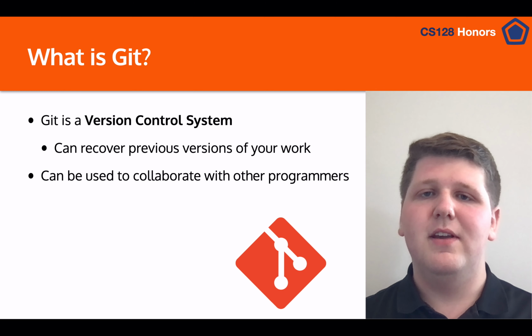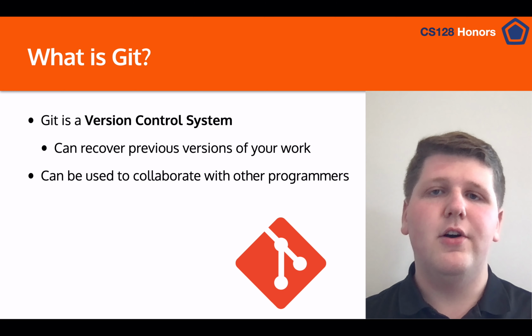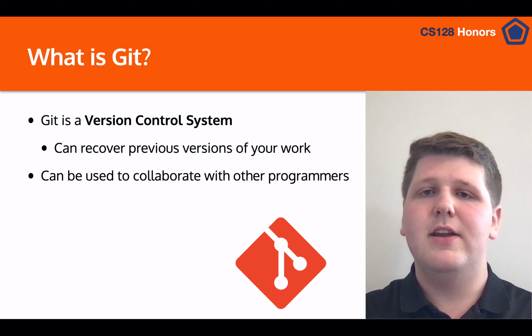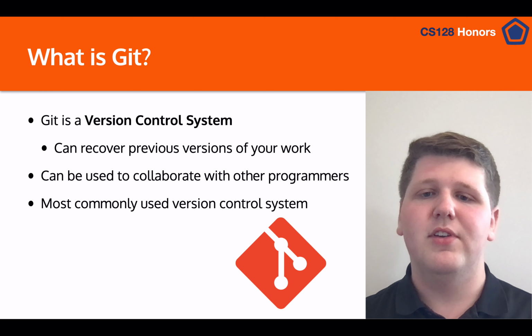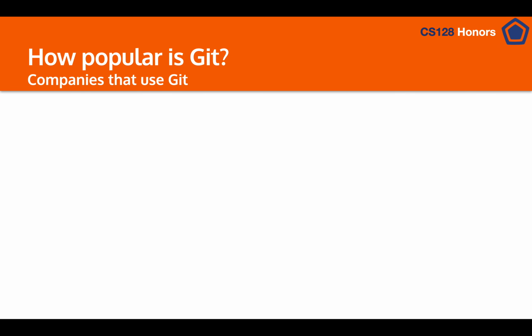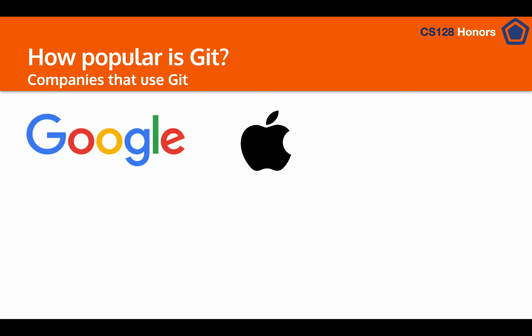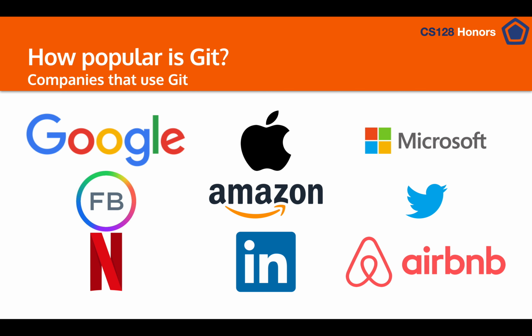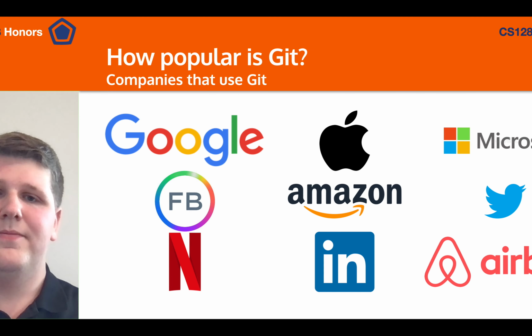This is really useful because it allows you to both work together while also not having to wait for someone else to save their changes before you run your code. And it also is the most popular version control system out there. And to illustrate how popular it is, let's take a look at a few companies that use it. Some of the companies that use Git are Google, Apple, Microsoft, Facebook, Amazon, Twitter, Netflix, LinkedIn, and Airbnb, as well as many more. So as you can see, this is a pretty big pack of companies that are all on the same page about using Git, and you should too.